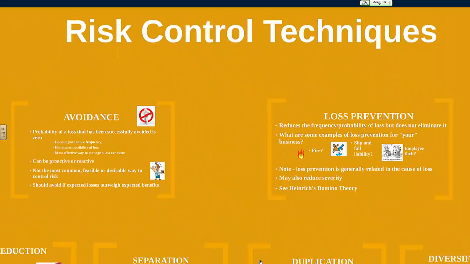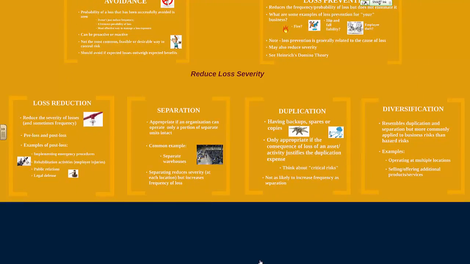In general, risk control techniques can be grouped into those that reduce frequency, which are, of course, avoidance and loss prevention, which also usually reduce severity, especially avoidance, and those that reduce loss severity: reduction, separation, duplication, and diversification. In reality, separation, duplication, and diversification are really subcategories of loss reduction and loss prevention. Normally, though, they're focused on loss reduction. But because the three don't fit neatly into the category of loss reduction, I looked at them separately.